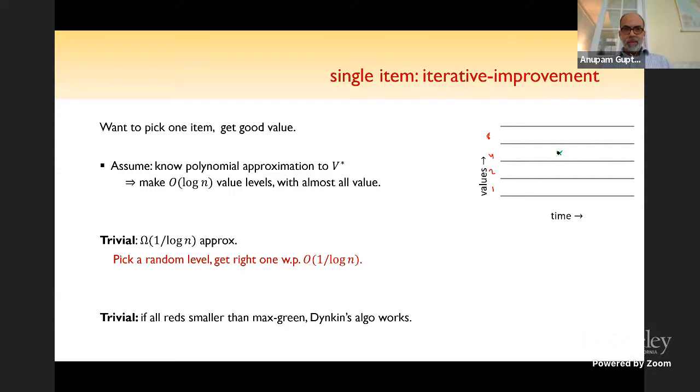Okay. Here's another obvious thing. If all the spurious items, all the reds, the noise, are smaller than the max green, then Dynkin's algorithm still works because the greens are coming in random order. So as long as the reds are smaller than this max green, they won't mess you up.